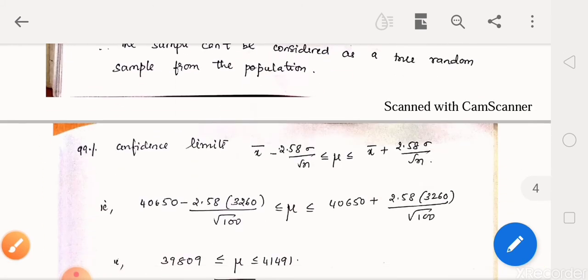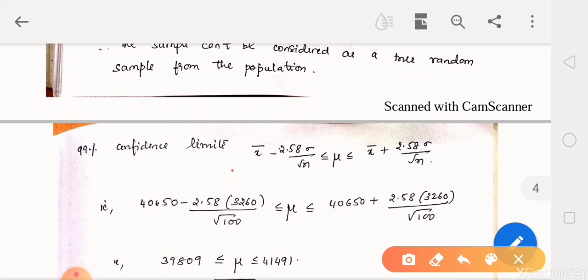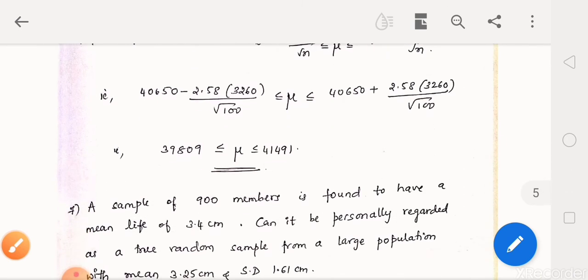99% confidence limits are given by x bar minus 2.58 sigma divided by square root of n, less than or equal to mu, which is less than or equal to x bar plus 2.58 sigma divided by square root of n. But here instead of sigma we have s. Substitute the same value s here and simplify. It is observed that the confidence limits are 39,809 and 41,491.